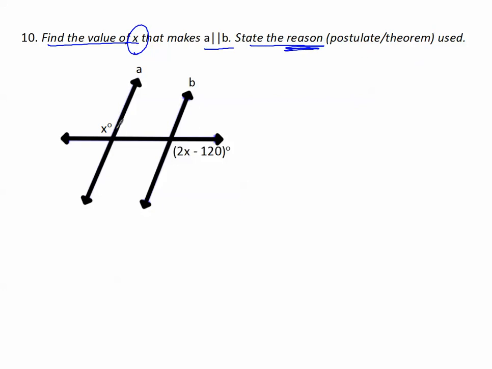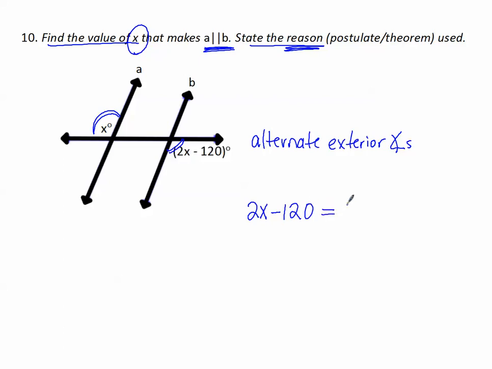So this time, let's look at these angles. This angle here and this angle here. What's true about these? They are alternate exterior angles. The alternate exterior angles theorem tells us that when the lines are parallel, these angles have to be what? That's right, congruent. Well, they didn't tell me the lines are parallel. I'm making the lines parallel. So I have to make these congruent. What does congruent mean? The same. So 2x minus 120 must equal x. And we can solve from there.